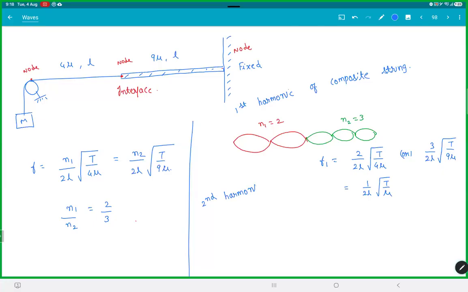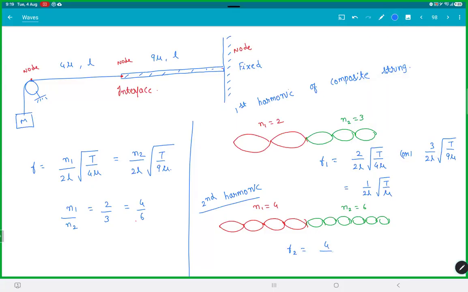Now remember, the ratio must be 2:3, meaning this can also be 4 by 6. So the second possibility, you will have 4 loops here. That means the fourth harmonic of the left string and sixth harmonic of the right string is the second harmonic of the system. So the second harmonic F2 will be again 4 by 2L root T by 4 mu.